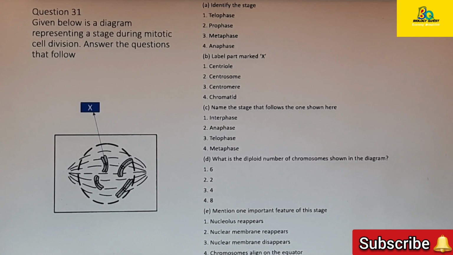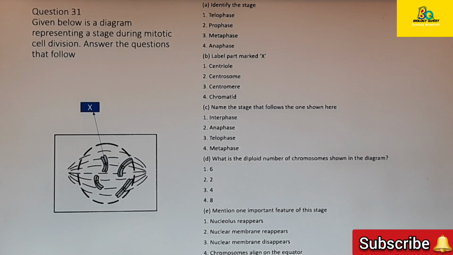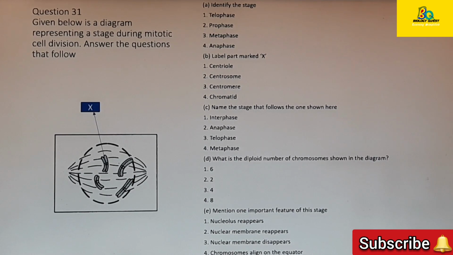Okay, so such a type of question you can surely expect for your board exam. Any one stage can be given and questions based on that stage will be asked. So study the diagrams of the different stages of mitosis. You can very easily score full marks for such a question. Okay. So here in question C, name the stage that follows this stage. That is the question asked here. That means the stage that comes after this stage.